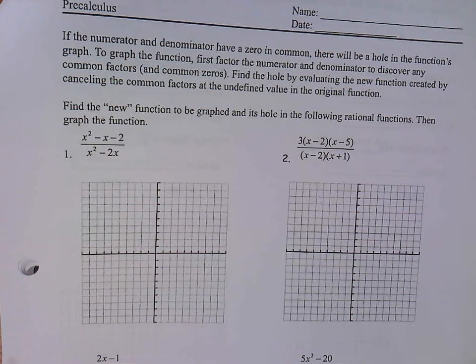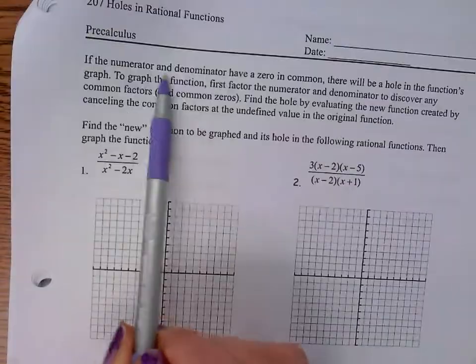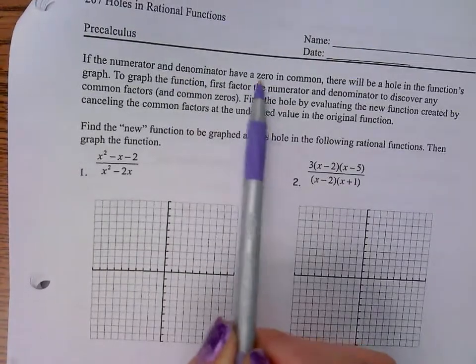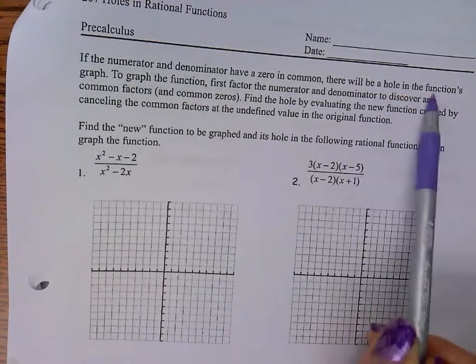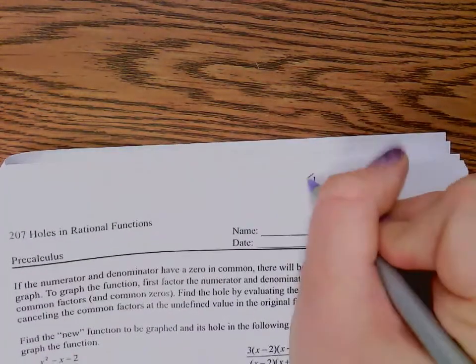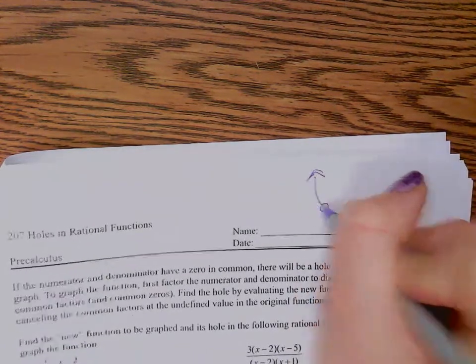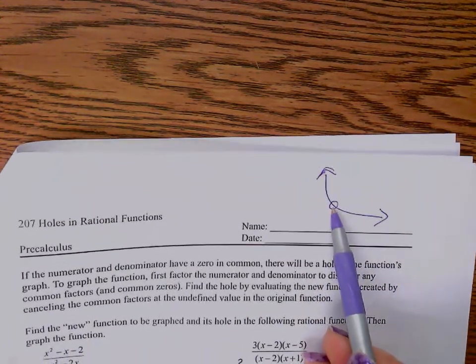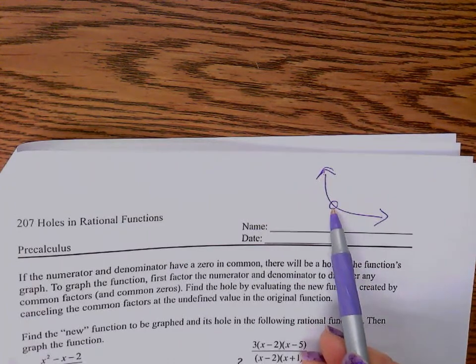Remember our original definition of a rational function? It's the ratio of two polynomial functions that don't have a factor in common. So now, if the numerator and denominator have a zero or a factor in common, there will be a hole in the function's graph. And all a hole looks like is, on one of your elbows, a little open circle to show that it's undefined at that one particular point.